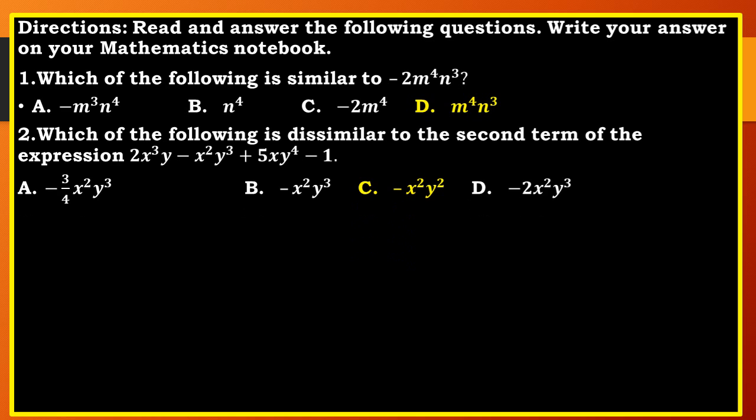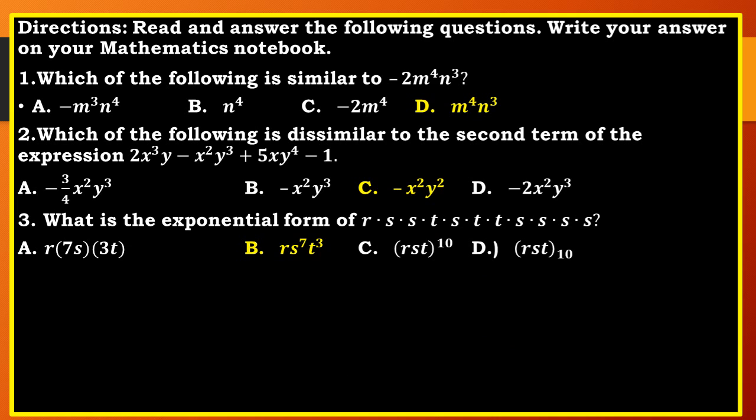Number 2. Which of the following is dissimilar to the second term of the expression 2x cubed y minus x squared y cubed plus 5x y to the 4th minus 1? Again, we are looking for a dissimilar term to the second term. The second term is negative x squared y cubed. If we look at the choices, only letter C is composed of x squared y squared. So the answer is letter C.